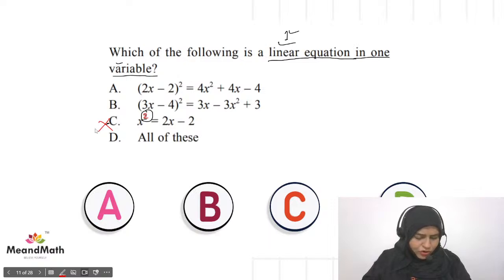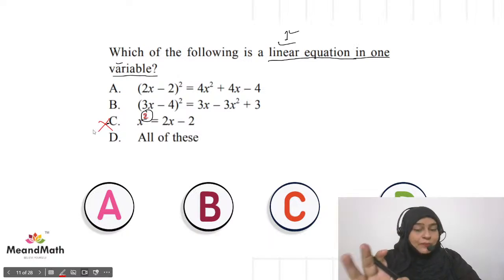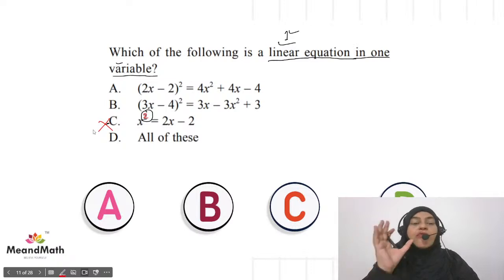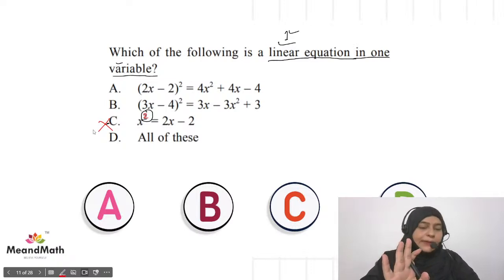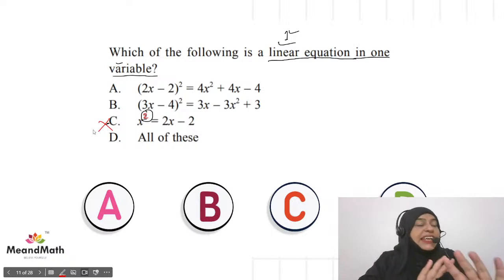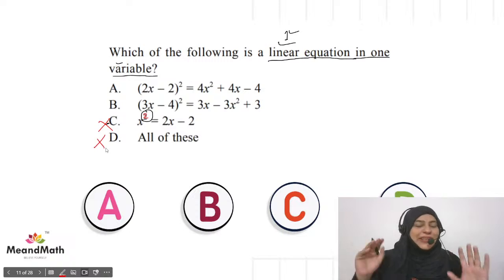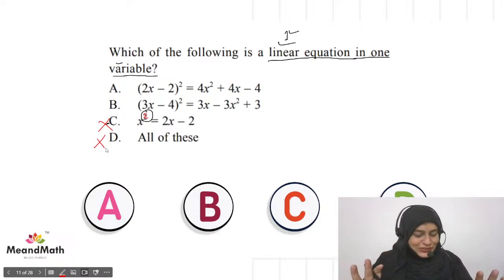Tanmay is saying already found, because ABC are variables, but the variable here is X. And only one variable. If you are using ABC, that means 3 variables are there. And in one variable means only one variable we need. Okay, Tanmay? Now here, option C will not be our answer because the degree here is 2. So obviously, if option C is incorrect, then option D must be incorrect because it is all of these. So C and D will not be our answer.